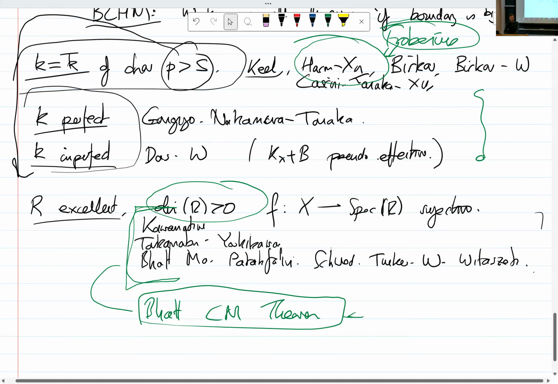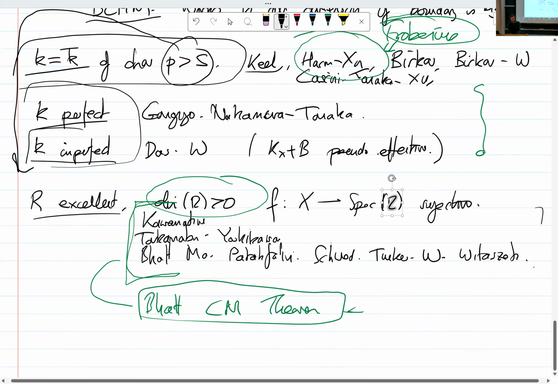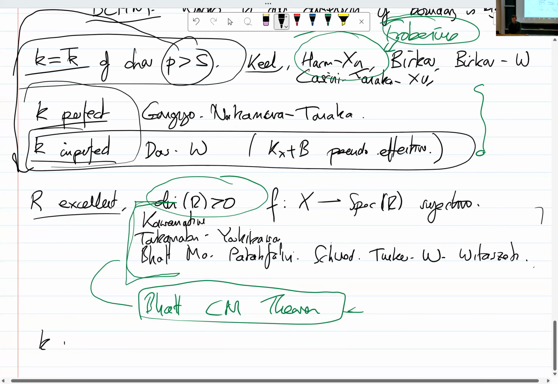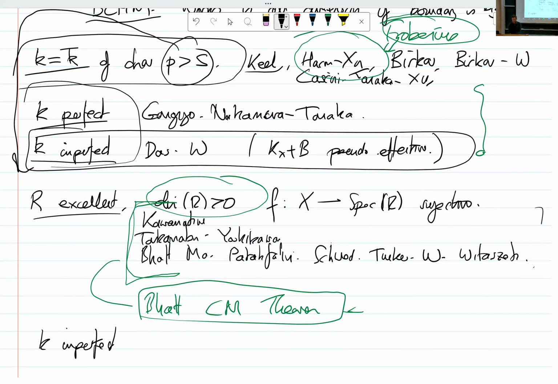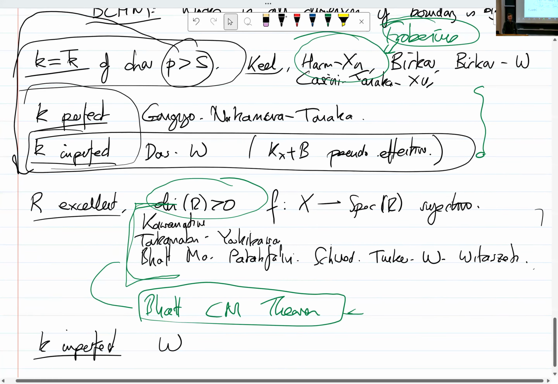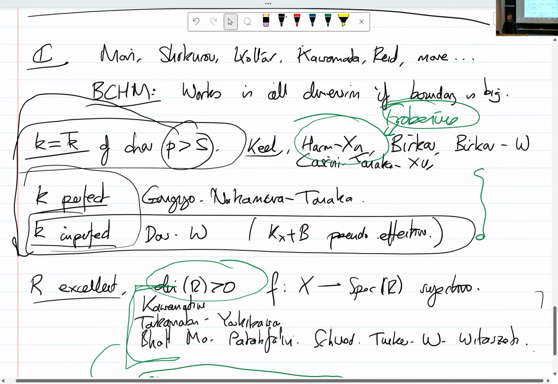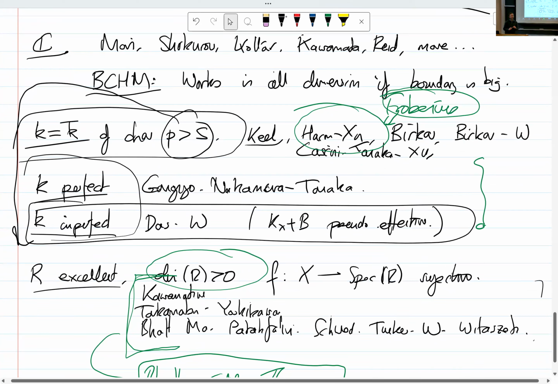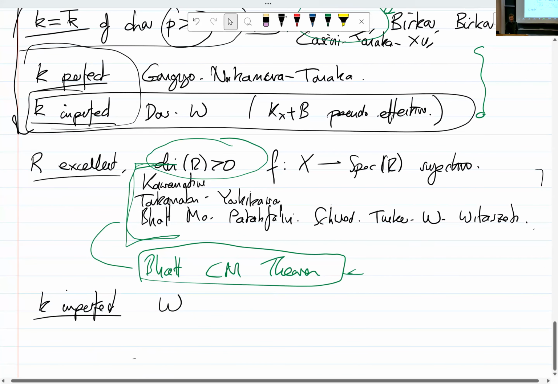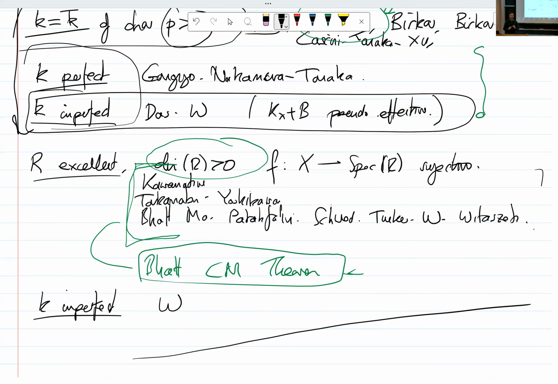Okay, and then finally, this just leaves one case, essentially, which is the other half of this. So K imperfect in general case, and that was done by this here. Okay, so now this means in dimension 3, at least p greater than 5, we have it everywhere it could possibly be had. Okay, that's a good time to stop for questions.